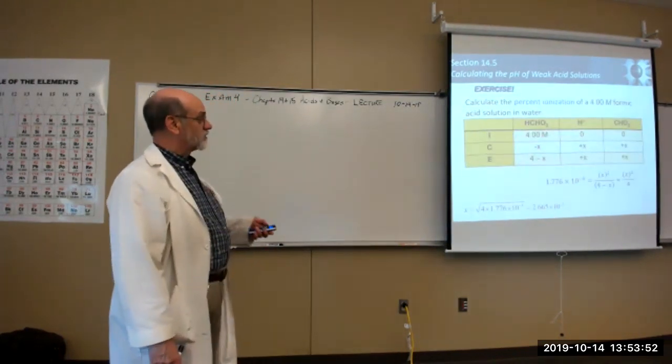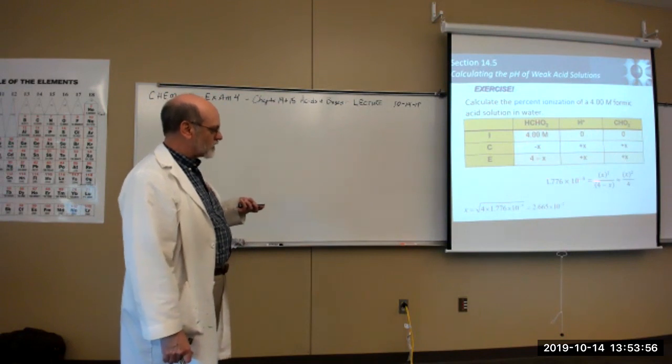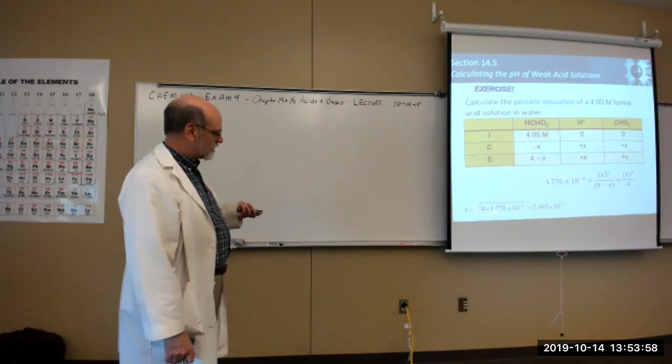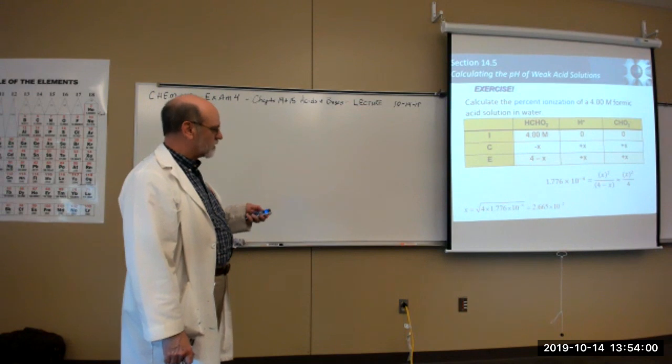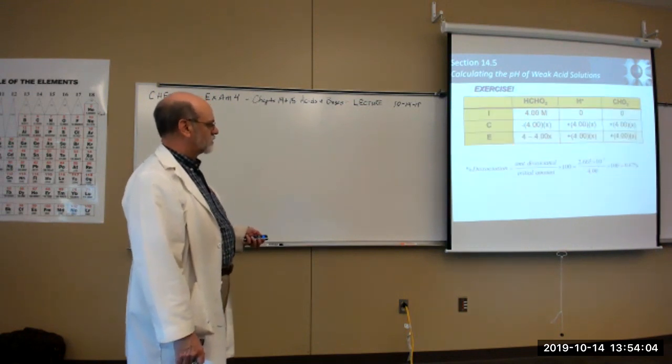So we can determine the pH of a 4 molar solution, right? We just run through our calculations and we find that this is the hydrogen ion concentration. We do the negative log. Where is it?